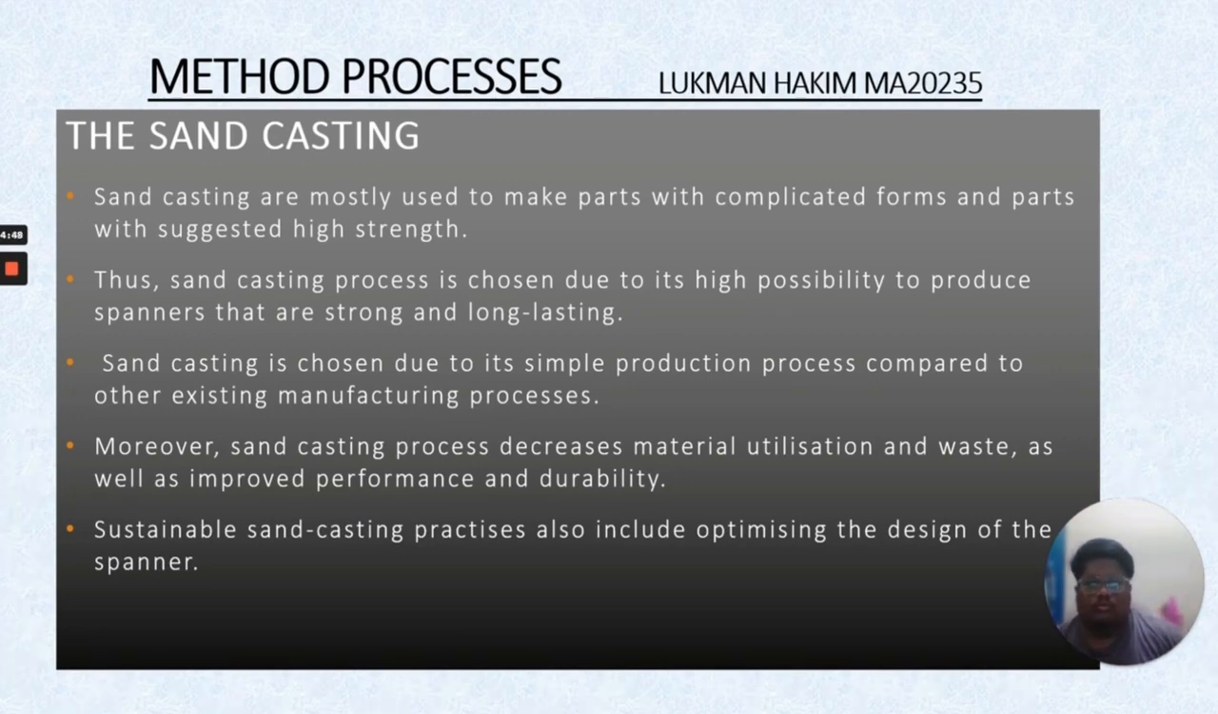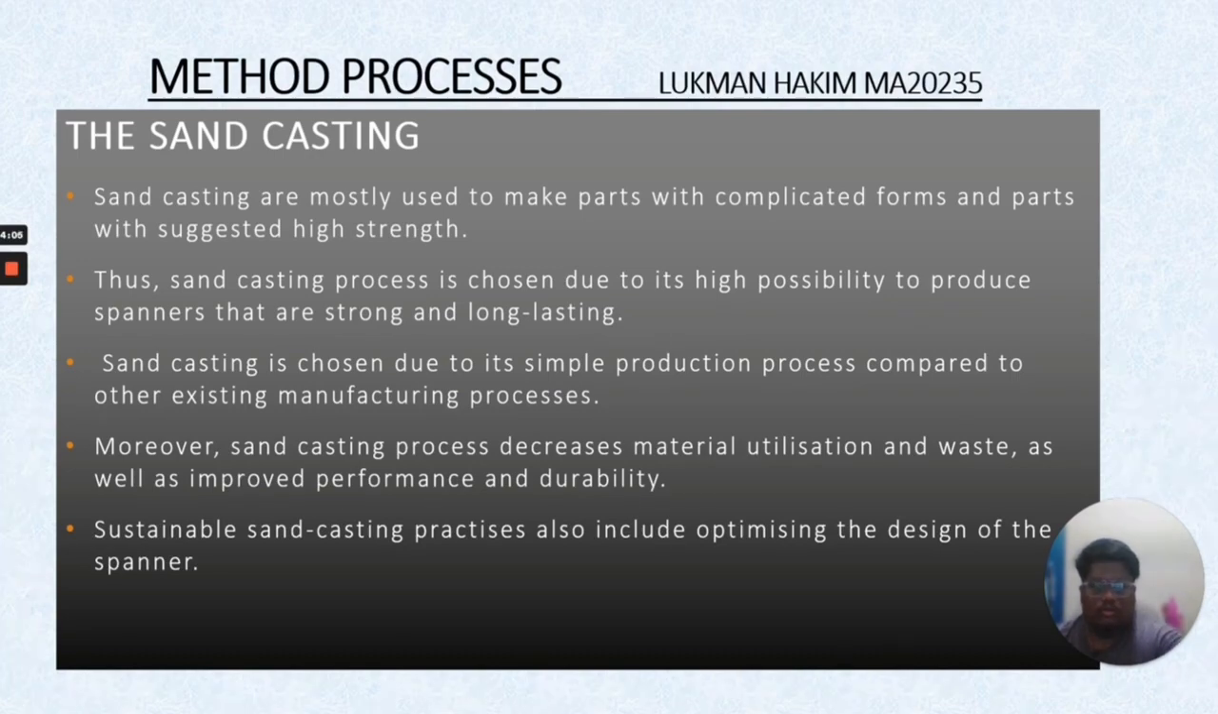Sand casting is mostly used to make parts with irregular forms and parts requiring high strength. Thus, the sand casting process is chosen due to its high possibility to produce spanners that are strong and long lasting. Sand casting is chosen due to its simple production processes compared to other existing manufacturing processes. Moreover, sand casting decreases material utilization and waste, as well as improves performance and durability. Sustainable sand casting practices also include optimizing the design of the spanner.